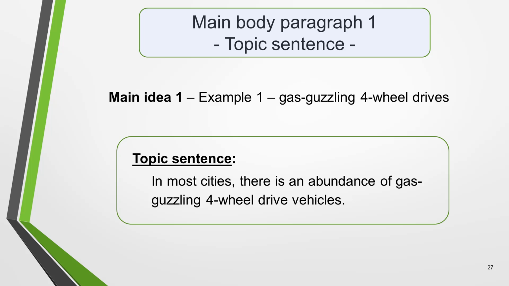We'll now take the idea for our first main body paragraph and create our topic sentence. Main idea 1 is about gas-guzzling 4-wheel drives in the cities. Here's the idea summarised into a topic sentence. In most cities, there is an abundance of gas-guzzling 4-wheel drive vehicles. Pause the video any time you want a minute or 2 to study how I've constructed the sentences we're creating.